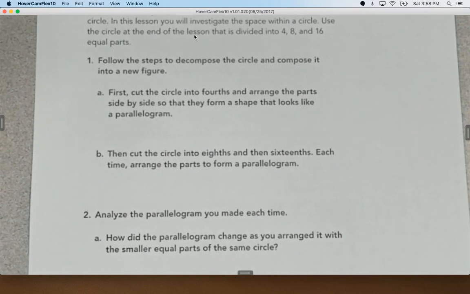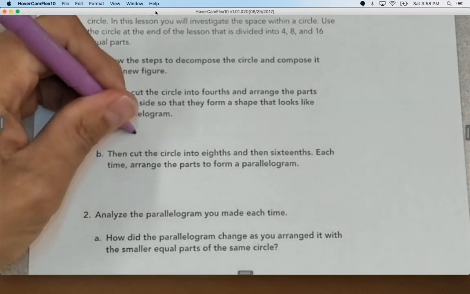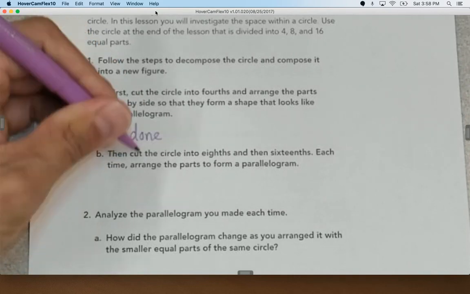A, first cut the circle into fourths and arrange the parts side by side so that they form a shape that looks like a parallelogram. B, then cut the circle into eighths and then sixteenths. Each time arrange the parts to form a parallelogram. All right, so that should have been done. There was nothing really for you to write in after you did it.